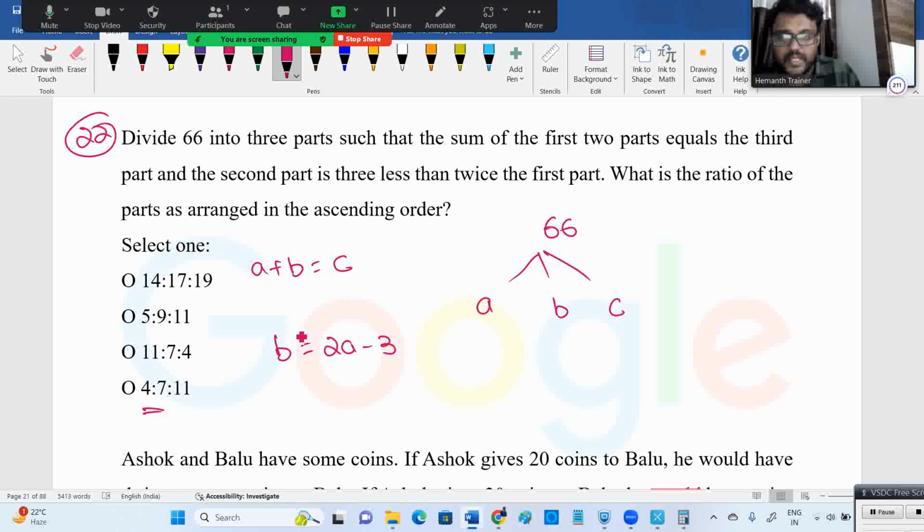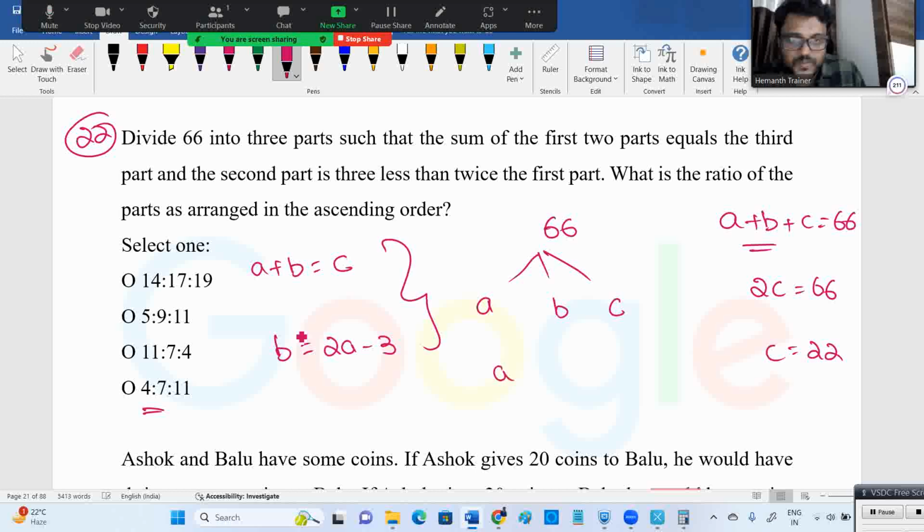Twice this is 8. 8 minus 3 is 7. No. Fine. So A plus B plus C is equal to 66. A plus B can be taken as C. So 2C equal to 66. C equal to 22. Cool. And we know A plus B equal to C, means A plus B is 22.